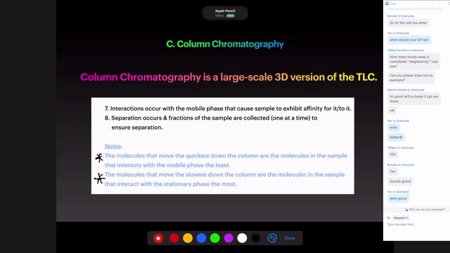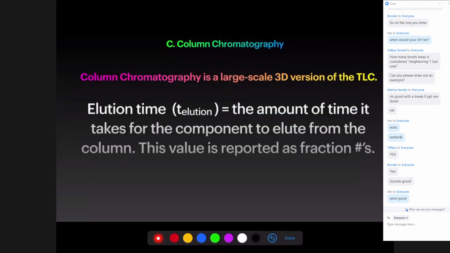And the key to each technique is to know the affinity, like molecules' affinity. So column chromatography, again, is a 3D scale version of the TLC. So elution time is measured as T sub elution, which is equal to the amount of time it takes for the component to elute from the column. This value is reported as fractions.